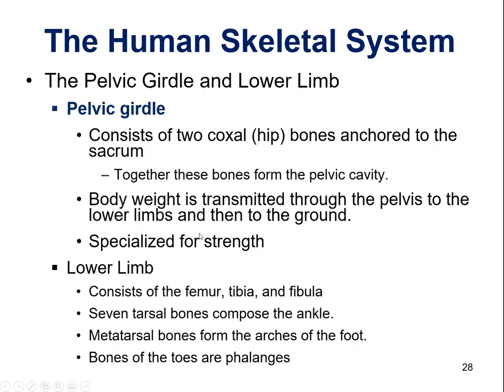Okay, if we talk about the lower limb, right? The pelvic girdle consists of hip bones anchored to the sacrum, and they form that pelvic cavity, okay? And so it says body weight is transmitted through the pelvis to the lower limbs and then to the ground. And again, obviously these are specialized for strength. Okay, if we talk about bones of the lower limb: femur, tibia, fibula. Femur, right? Thigh bone, the biggest, longest bone in your body.